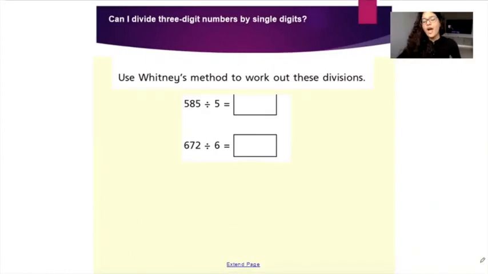Now, use her method to work out these divisions. And when you pause the video, have a think about whether or not that method works for you. If it doesn't, then you can use your own method. But when you unpause, you will see the answers. The answers are 585 divided by 5 equals 117, and 672 divided by 6 equals 112.